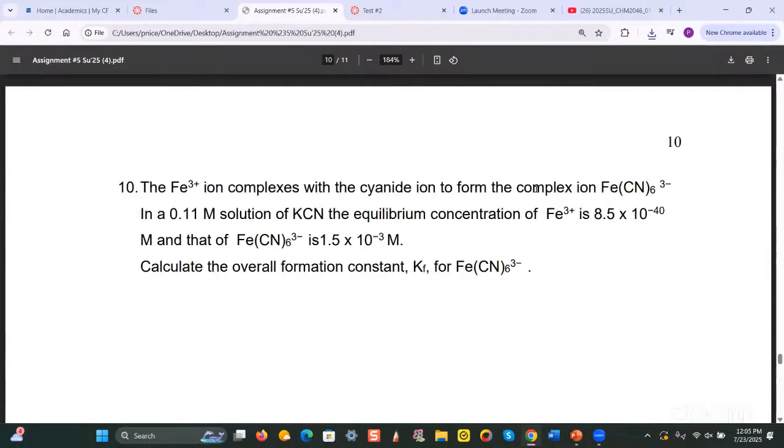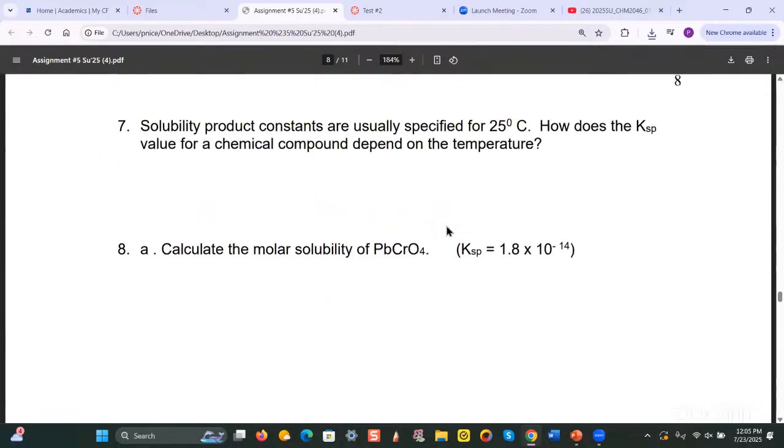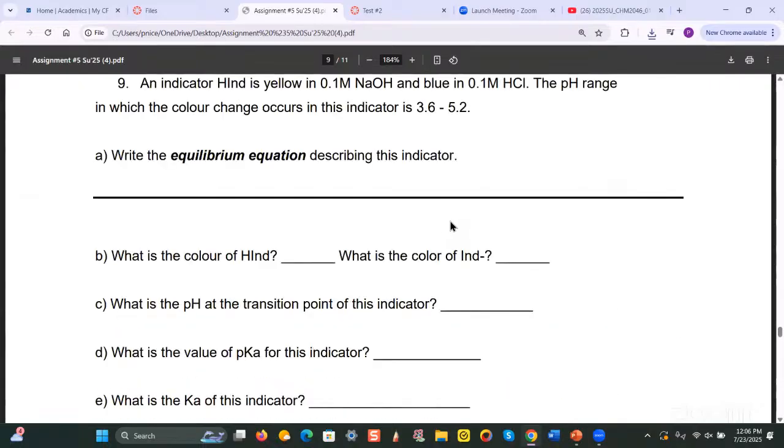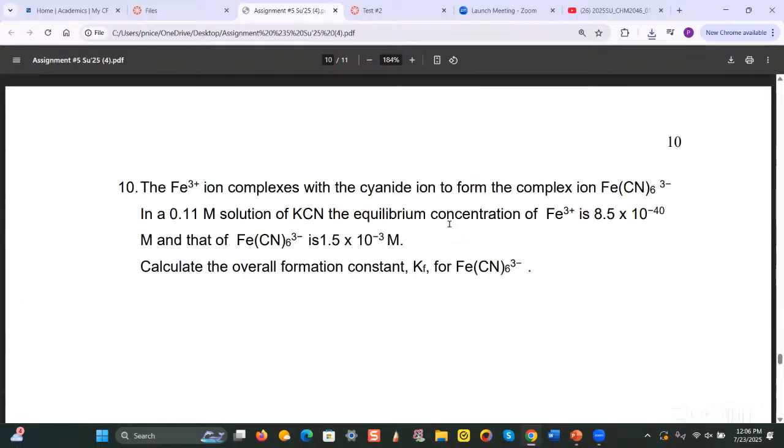Okay, so let's look at question number 10. Oh, by the way, we did 8A and B, right? And of course, we did 9. Okay, so question number 10. It says the Fe3 plus ion complexes with the cyanide ion to form the complex ion, and it gives you the formula. It says in a 0.11 M solution of potassium cyanide, the equilibrium concentration of Fe3 plus is 8.5 times 10 to the minus 40 M, and that of the Fe(CN)6 3 minus is 1.5 times 10 to the minus 3. Calculate the overall formation constant for that complex.